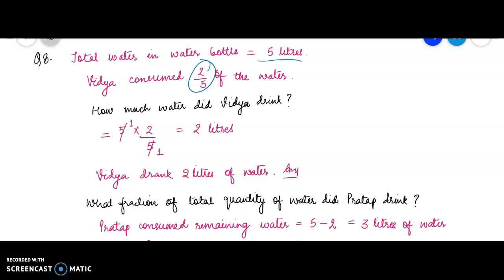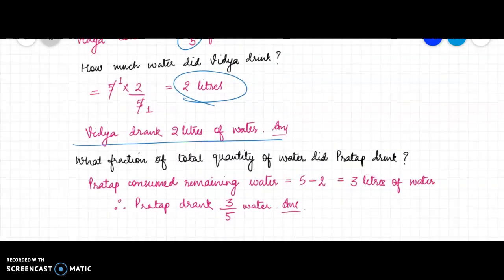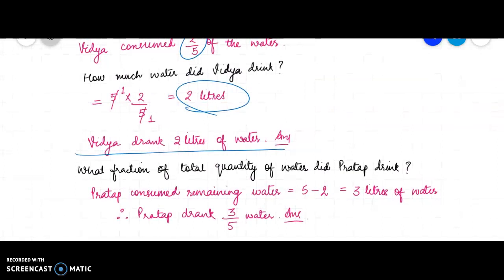Simply, I can multiply the total quantity of water given by the fraction of Vidya, that is 2 upon 5, and I'll get 5 ones will be cancelled by 5, 5 ones is 5, and I'll get 2 liters as the answer. So Vidya drank 2 liters of water. Simple. Now the second part says, what fraction of total quantity of water did Pratap drink?